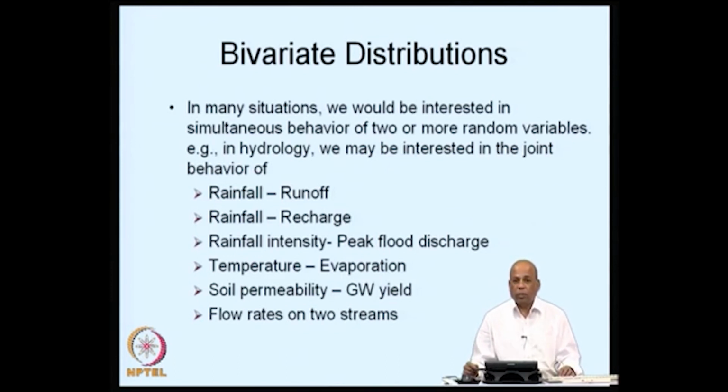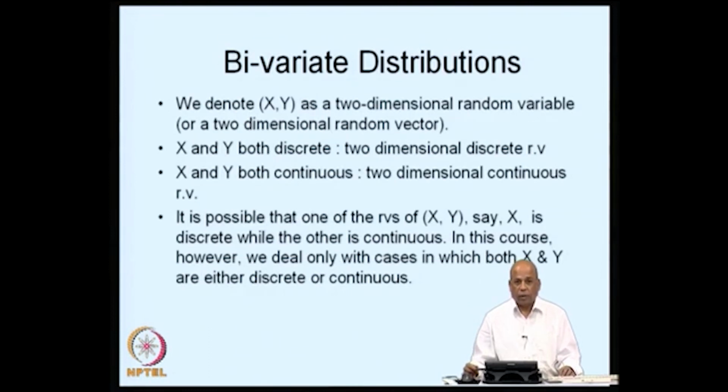So, this brings us to the point that from the single dimension random variable, we now start talking about the joint distributions of two random variables, and we define the bivariate distributions. So, first from the single dimension random variable x, we move on to a two dimensional random variable denoted as x comma y. This is also called a two dimensional random vector.